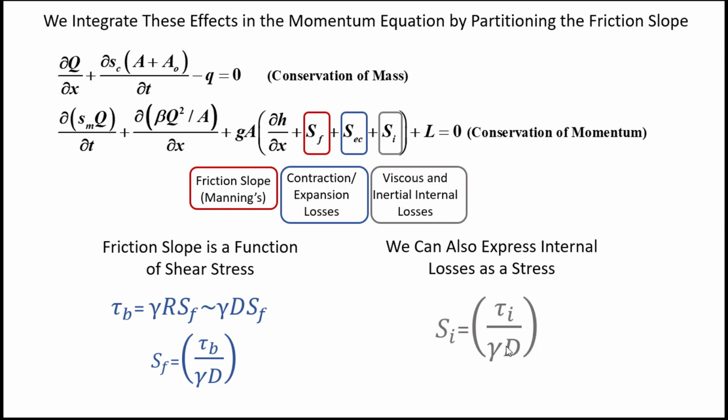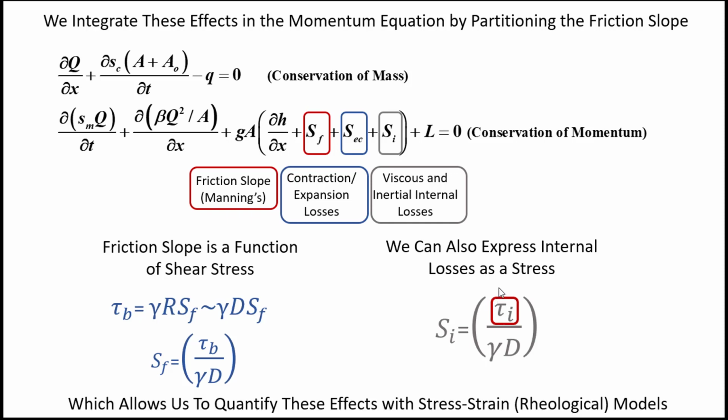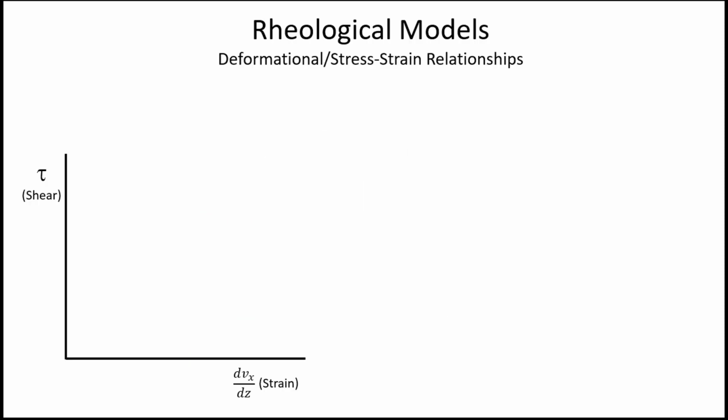So our internal loss slope is just going to be this kind of weird internal loss shear divided by the unit weight of water times depth. So how do we get this weird internal loss shear? Well, there's a whole field of inquiry which looks at what we call stress-strain relationships. It's called rheology. And rheology is just how different materials deform under stress. And so if we can propose a strain, then we can back out a stress from a rheological model. Okay, hopefully that's kind of the end of the partial differentials and the big words. Because a rheological model, it's just a relationship between stress and strain.